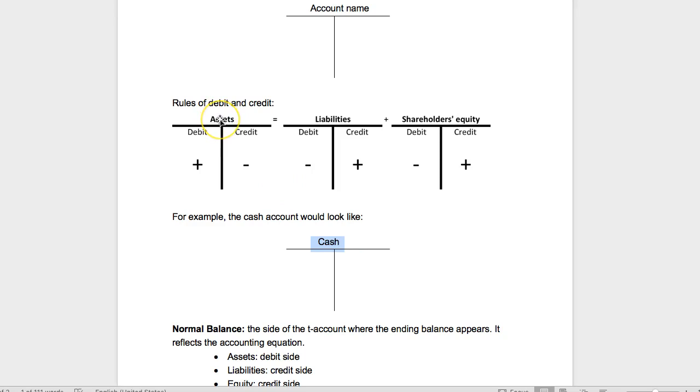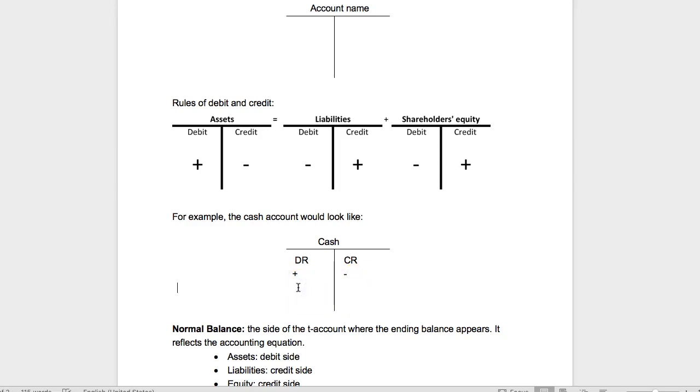So let's take this down here, for example, cash. Cash is an asset, so the rules for cash are the same as all assets. This is the debit side, and this is where your increases occur. You can also write debit for short as DR. This is the right side and we call that the credit side. Because cash is an asset, any increase will go on the debit side, and any decrease will go on the credit side.